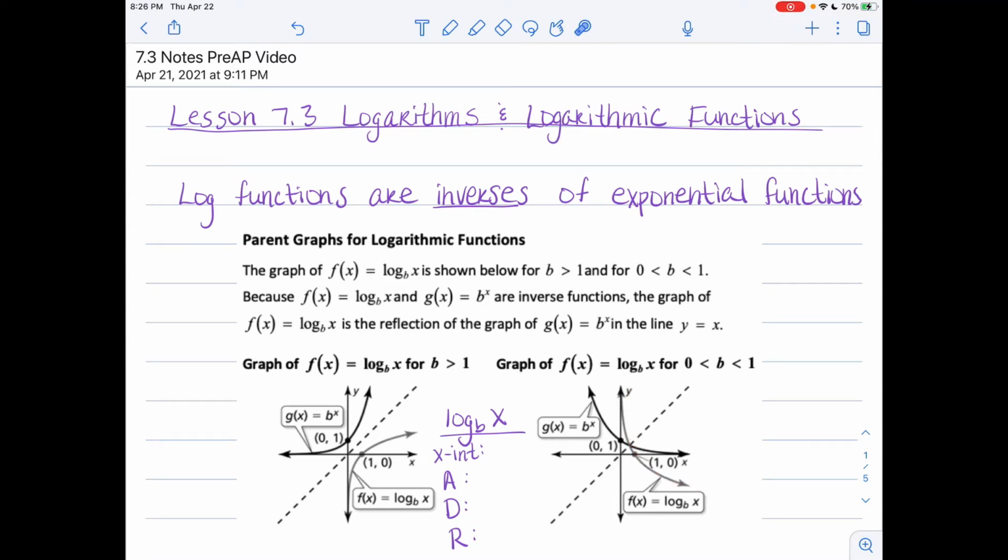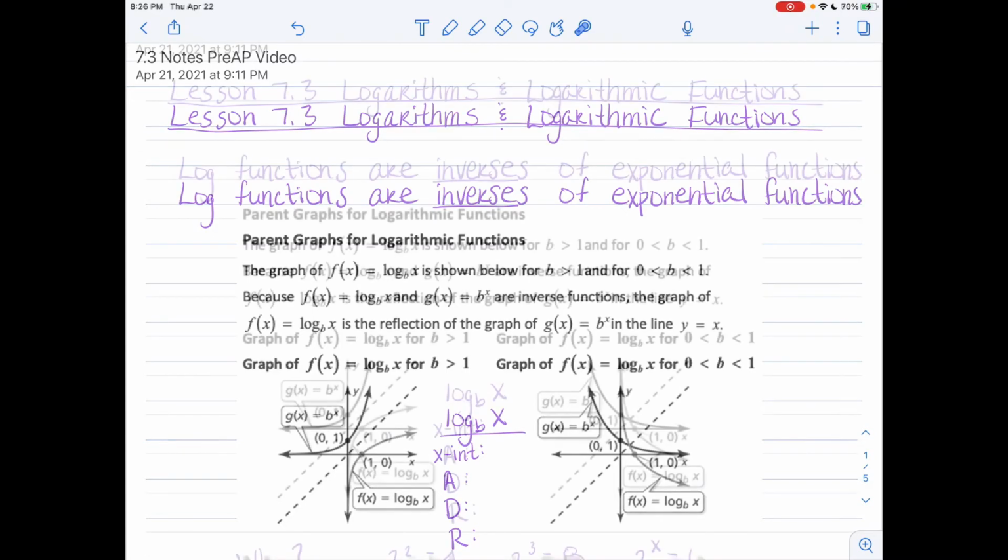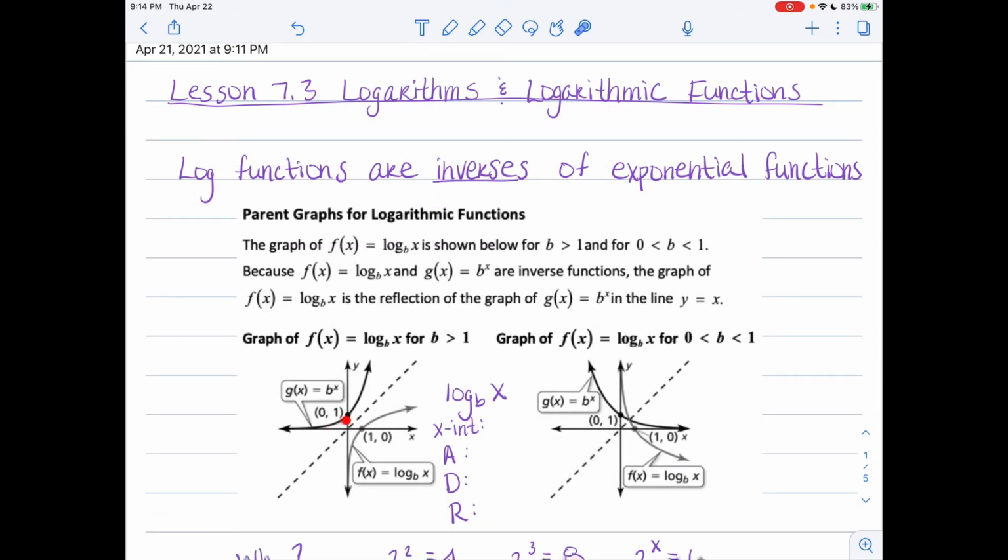So remember from back in chapter 6 when we learned about inverses at first, basically your x's and your y's and all of the characteristics about them switch places. Instead of talking about a y-intercept at 0, 1, the opposite of that is an x-intercept at 1, 0.